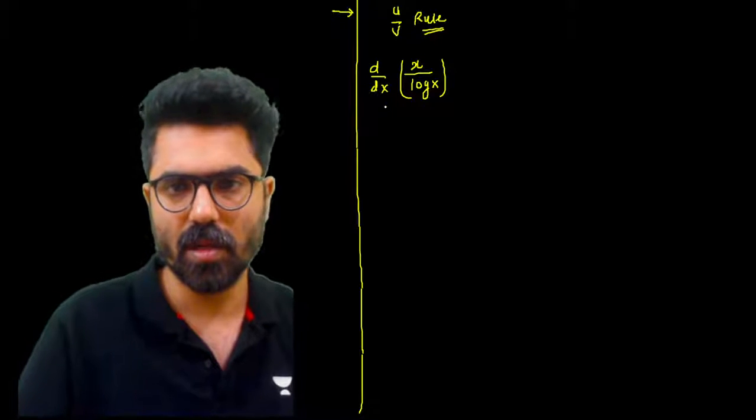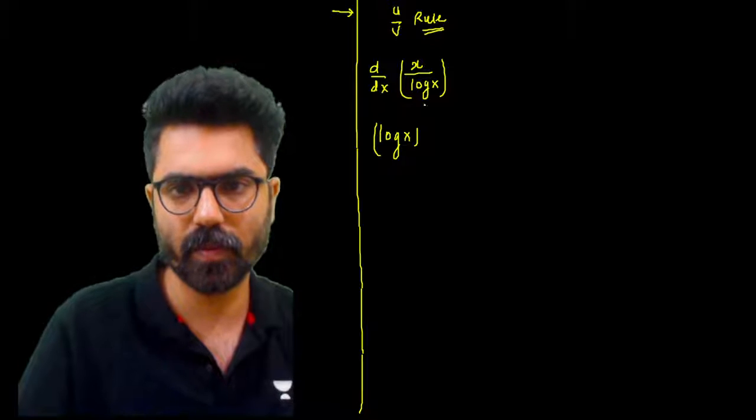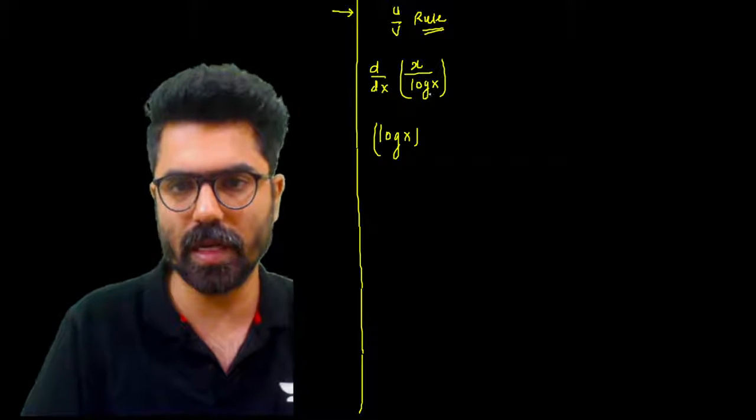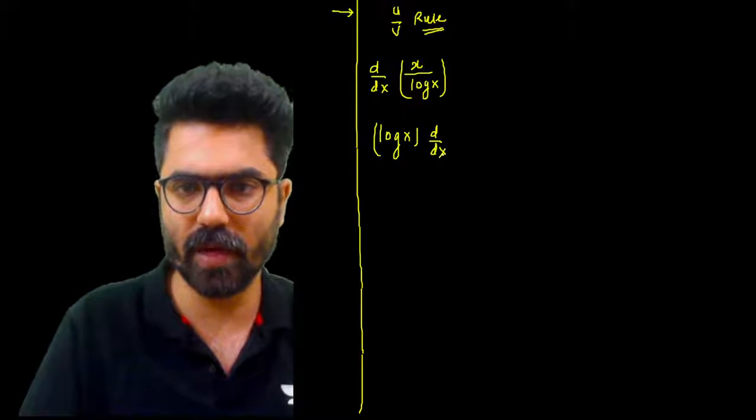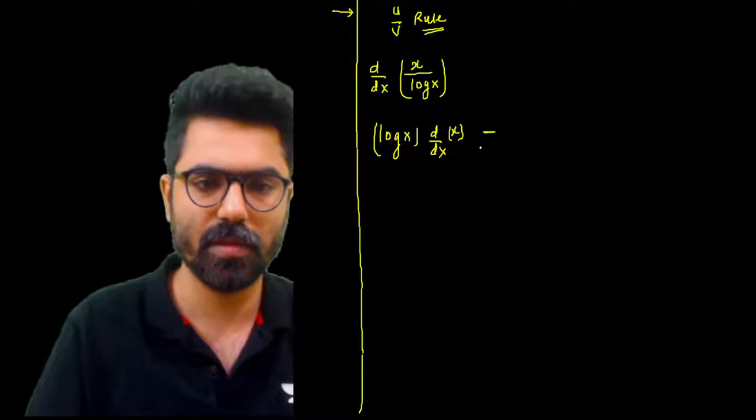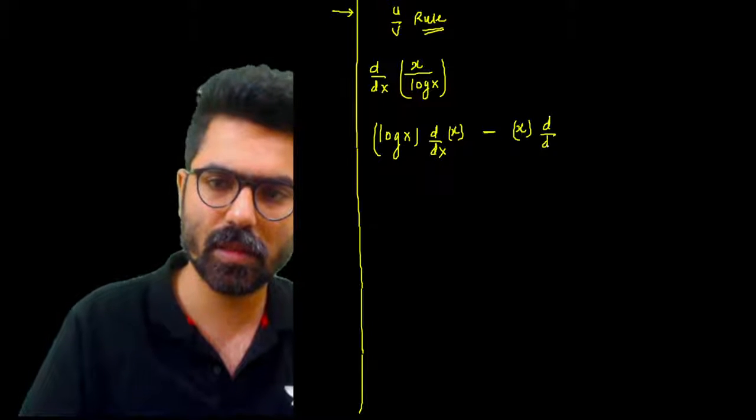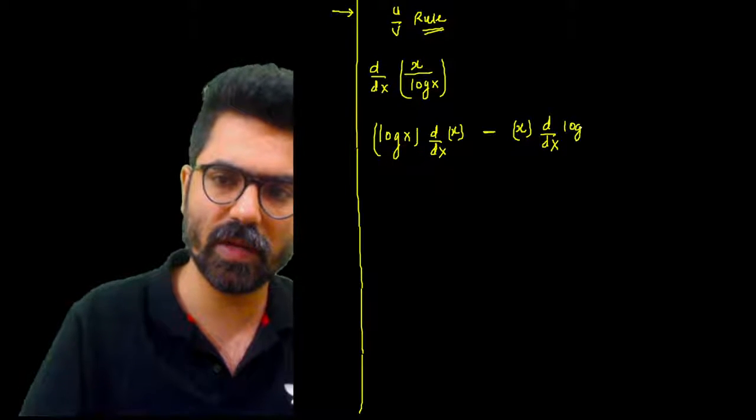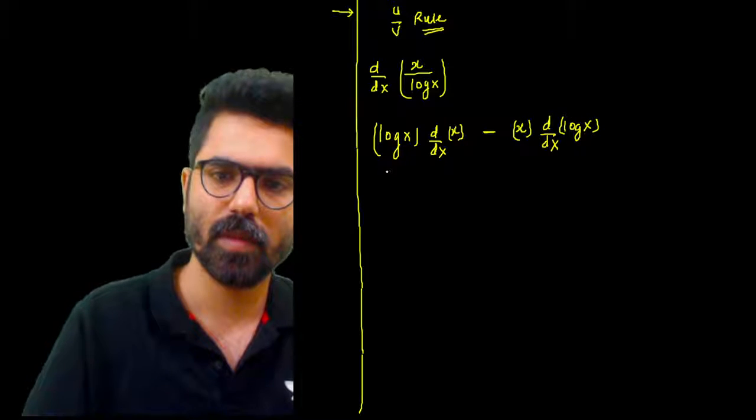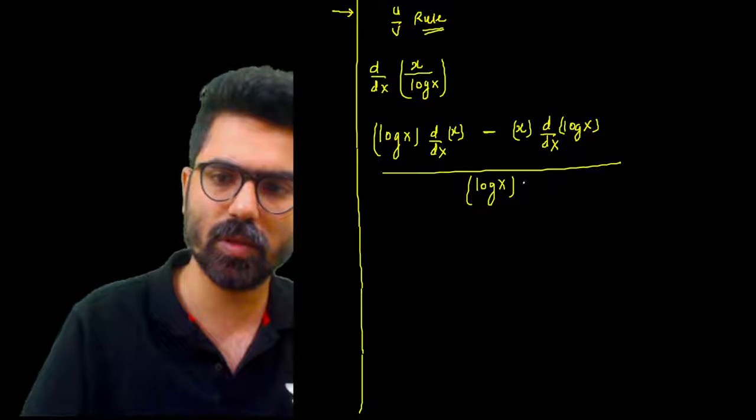Let's try this. In the U by V rule, first write the denominator as it is into the derivative of numerator. Then write the minus sign. Now write the numerator as it is and then write the derivative of denominator. This whole upon log x the whole square.